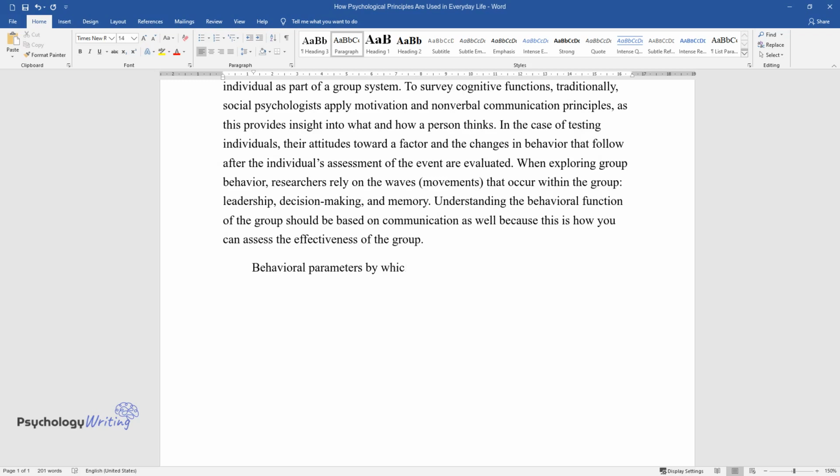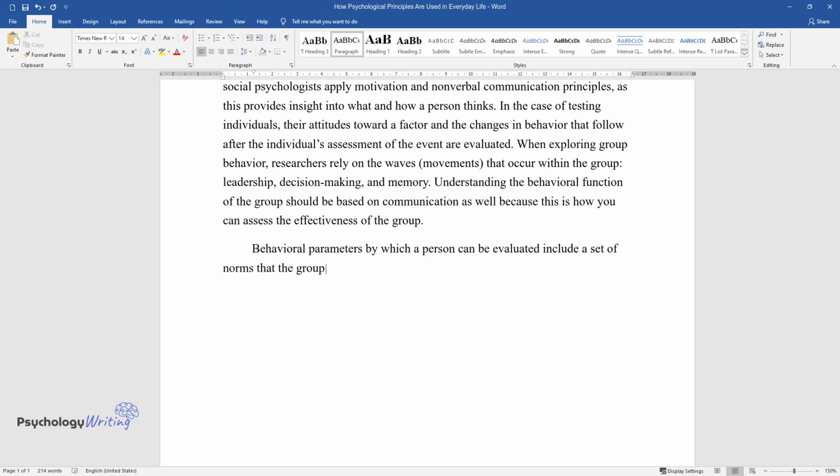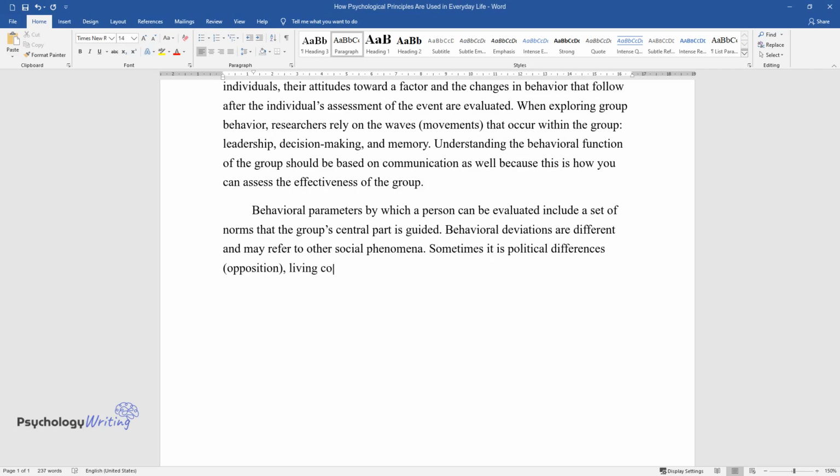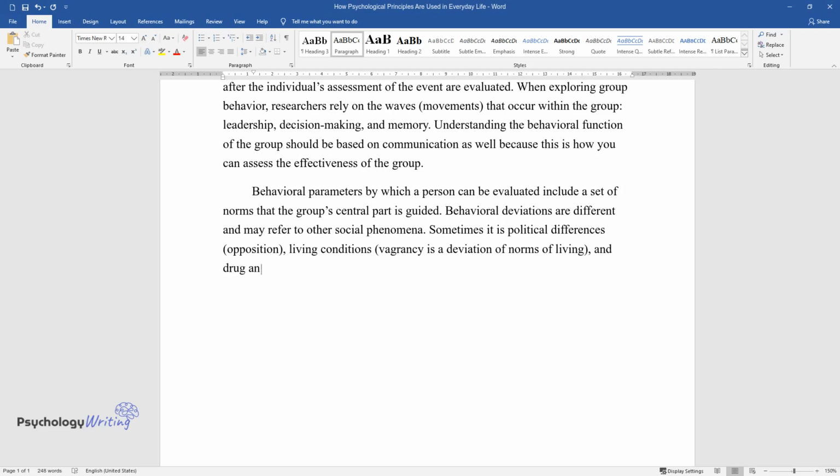Behavioral parameters by which a person can be evaluated include a set of norms by which the group's central part is guided. Behavioral deviations are different and may refer to other social phenomena. Sometimes it is political differences, opposition, living conditions. Vagrancy is a deviation of norms of living, and drug and alcohol addiction, a radical departure from a healthy lifestyle.